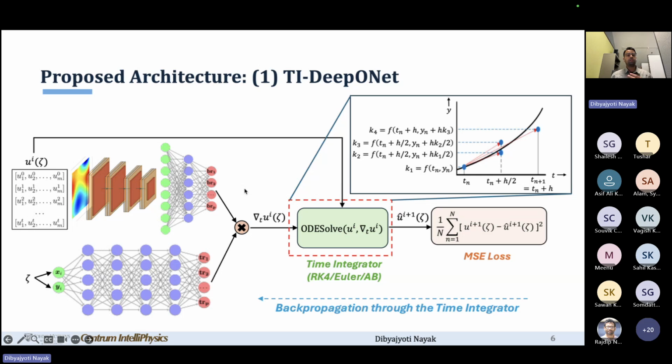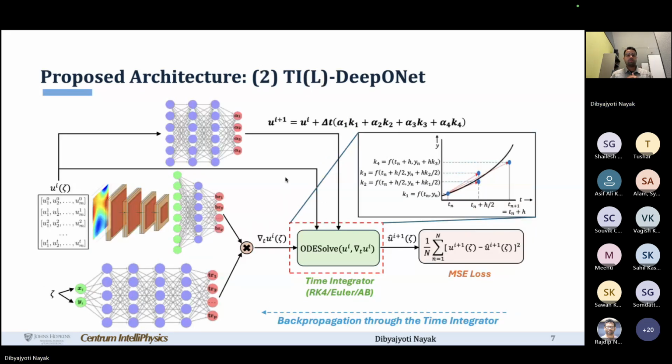So as you can clearly see, this is an autoregressive model, but framed in a different way, where we have a hybrid approach. You have the neural operator part and you have the numerical time integration part. And secondly, this is a physics-aware approach, because the numerical time integration part enforces the physics which is governing the system underneath.